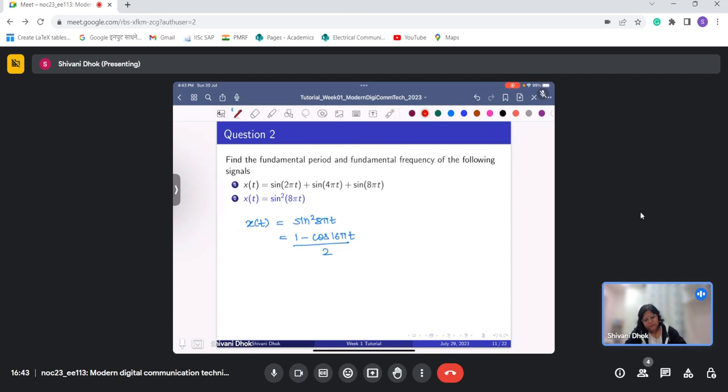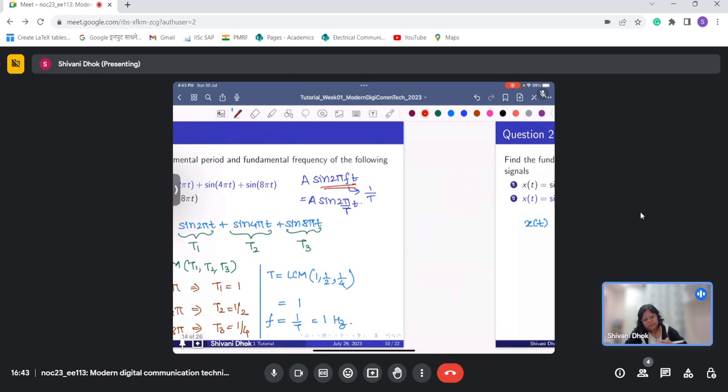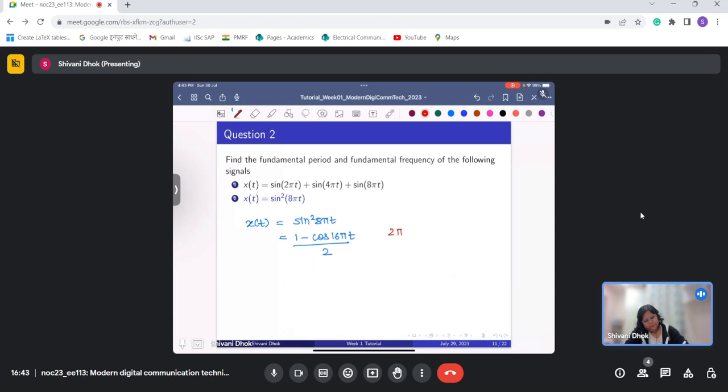So now again, looking at this part in a similar way, we can do 2 pi f is equal to 16 pi, which means that f is equal to 8 and t is equal to 1 by 8. Now another thing we should look at is, if I consider x tilde t as sine 8 pi t, it has frequency 2 pi f tilde equal to 8 pi, which is f equal to 4.